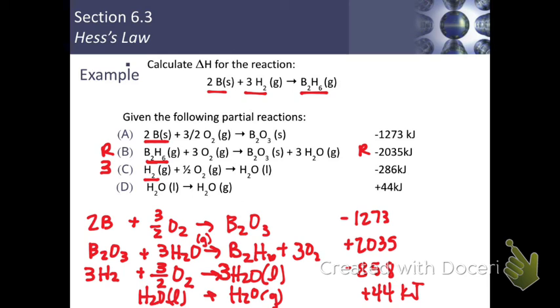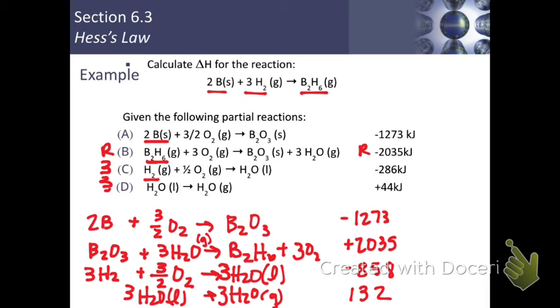We also need to take this reaction D by 3 to be able to cancel. Okay, and so you'll see, I didn't catch that in the first one until I started rewriting out my mini reactions. So you can alter it there, but I hope you catch it right away. That's great too. Okay, so now 44 times 3 is 132.